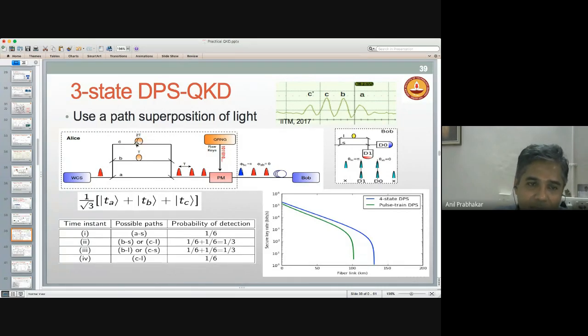This is twice the length of fiber. It won't have the same loss as a single length of fiber. So one has to balance these things out and then try to achieve what we call the theoretical values. Now you'll notice out here, the pulse train DPS was dying at about 100 kilometers, whereas the four-state DPS can go up to 120 kilometers, right? So it's a little better than doing just the regular pulse train DPS.